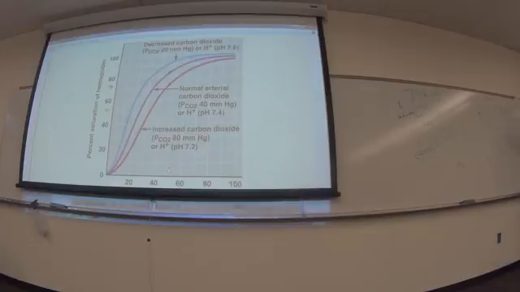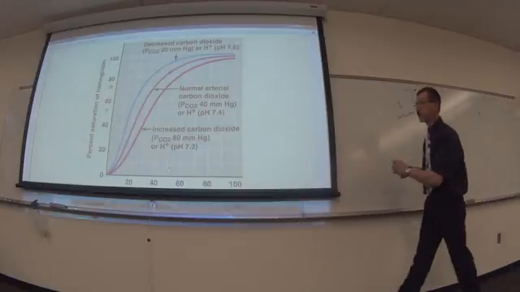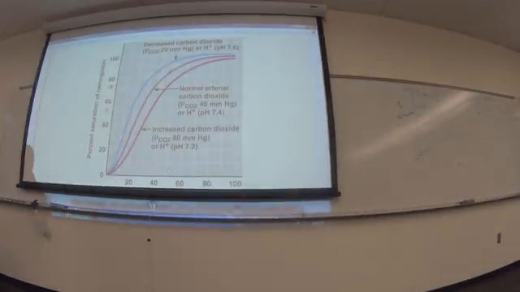So more acid, more CO2, unload more. Less acid, less CO2, unload less. Shift down, shift up, shift up. Make sense? Okay, now we'll do the hard one. I'm going to give you another graph. You're going to interpret it for me. Boom.